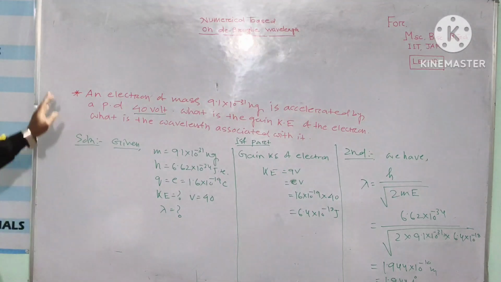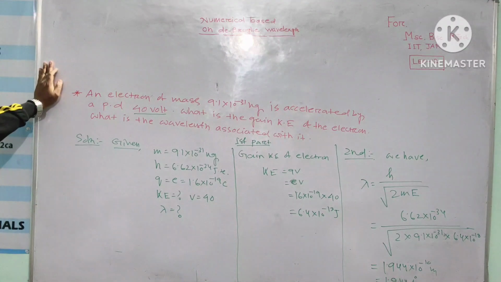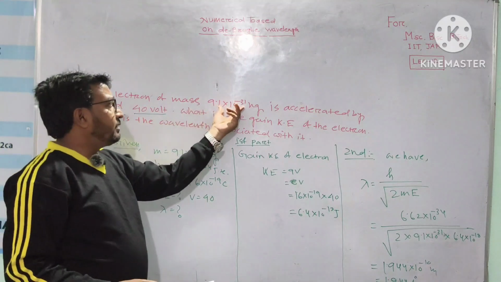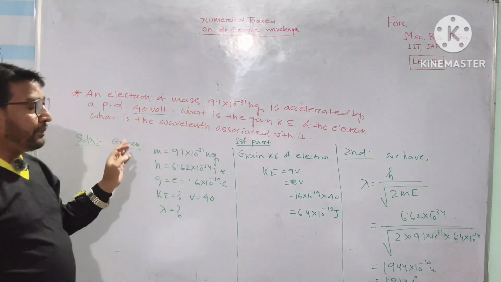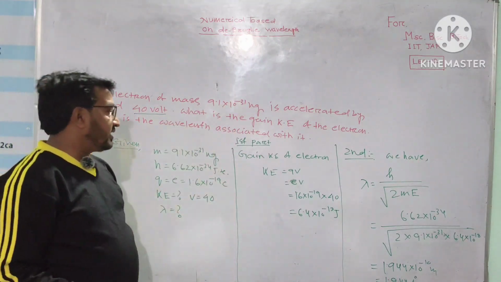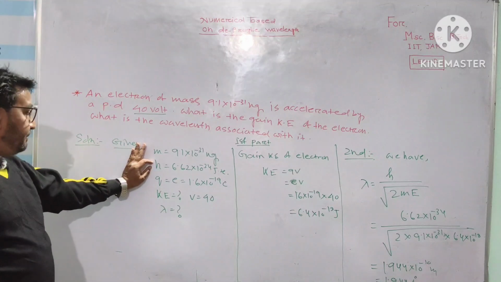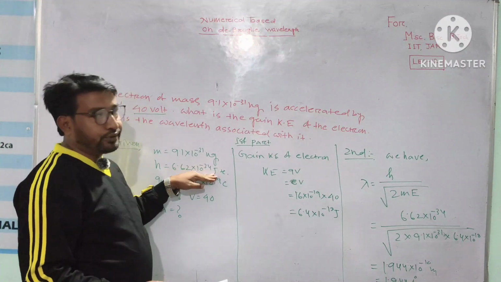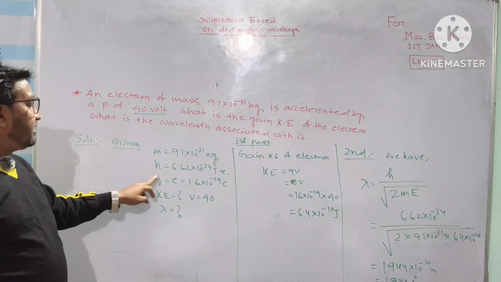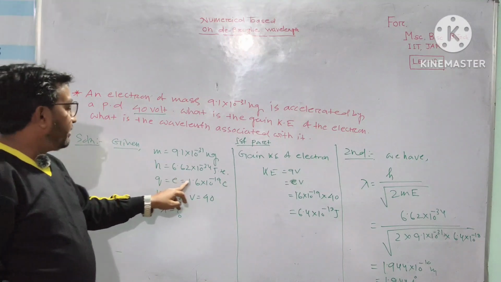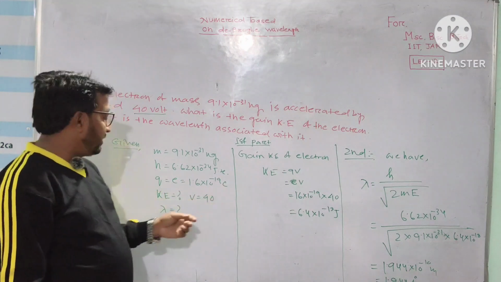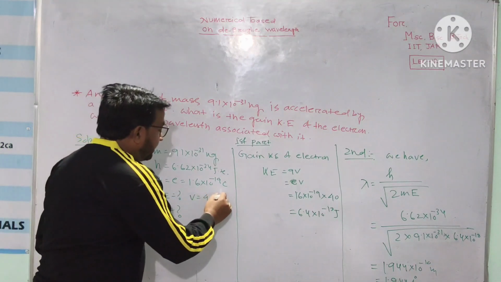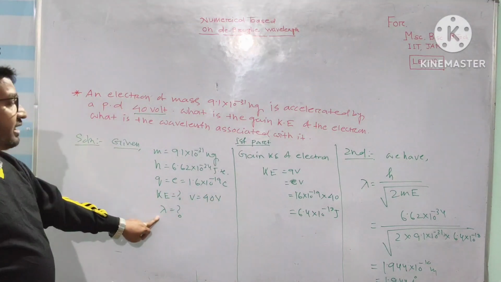For your better understanding, I am going to repeat it once again. According to this question, an electron of mass 9.1 into 10 to the minus 31 kg, this is our first data, m equals 9.1 into 10 to the minus 31 kg, and h is the Planck constant, h equals 6.62 into 10 to the power minus 34 joule second, and q is the charge of the electron, so e equals 1.6 into 10 to the power minus 19 coulomb, and V equals 40 volt, kinetic energy equals what, and lambda equals what.